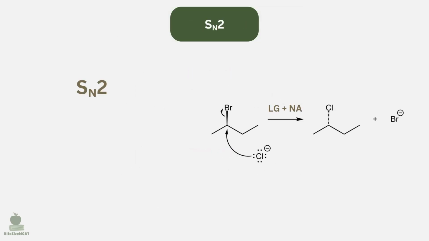SN2 is a little easier to break down, so we will start here. To break down what this means, let's just take a look at the names. The S stands for substitution. If we go back to our original definitions, we are substituting one group for another group. For example, the chloride is substituting the bromide. The second part is N, which stands for nucleophilic. Nucleophiles have high electron density, so they attack carbons that are electrophilic. In this example, this chloride is attacking and displacing this bromide.